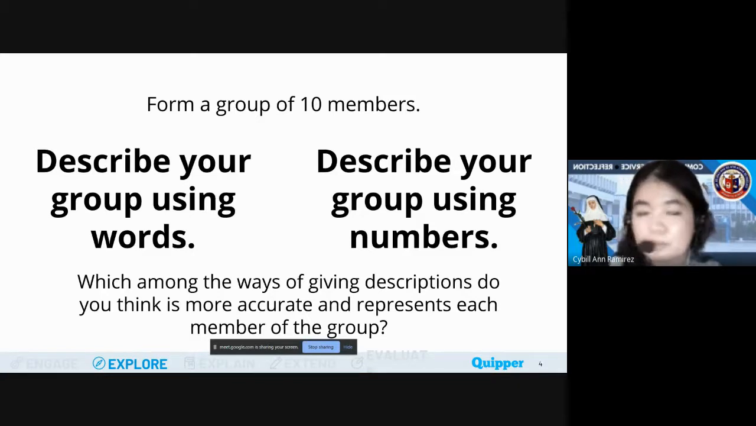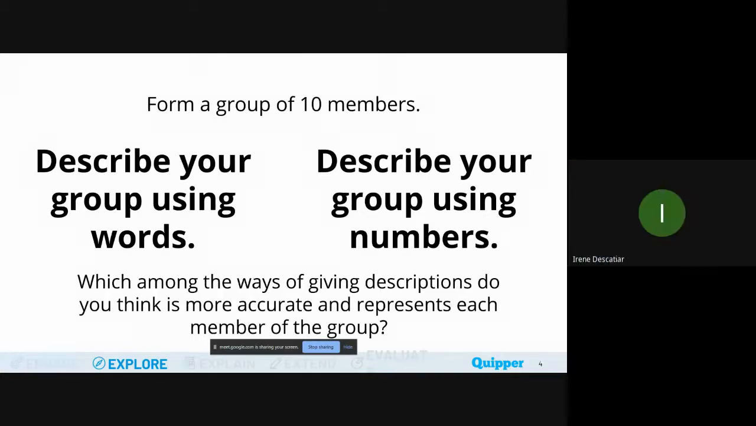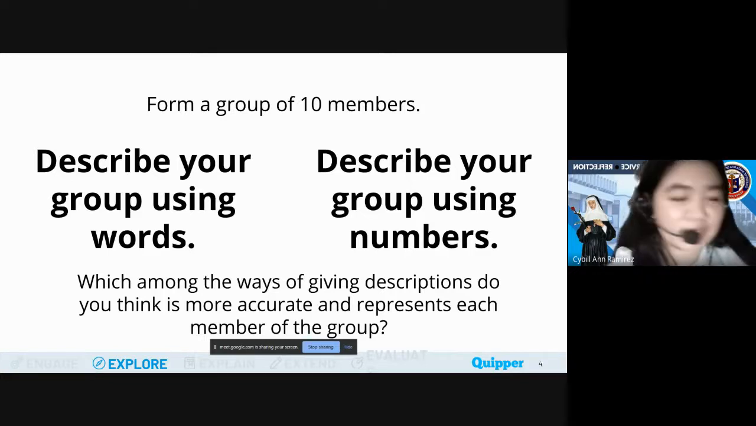Okay, so for Ms. Jessa, she described her strand as friendly and honest, using words. Now, how about for the ABM? How can you describe your group using numbers? Go ahead, Ms. Irene. If I'm going to describe my strand, ma'am, I'm going to pick three numbers. 11, 2, and 1. 11, ma'am, we have 11 girls in our strand, and 2 because we only have 2 boys in our class. And one, ma'am, because our strand is united as one. Okay, thank you so much, Miss Irene.